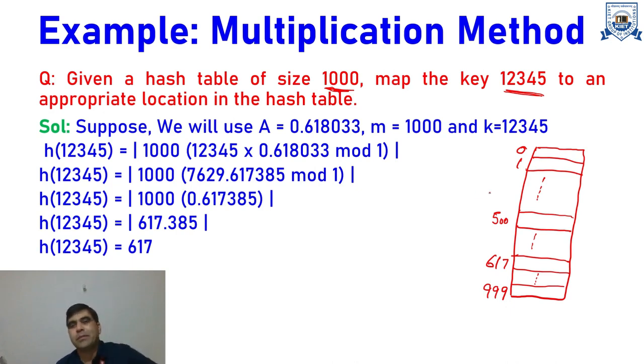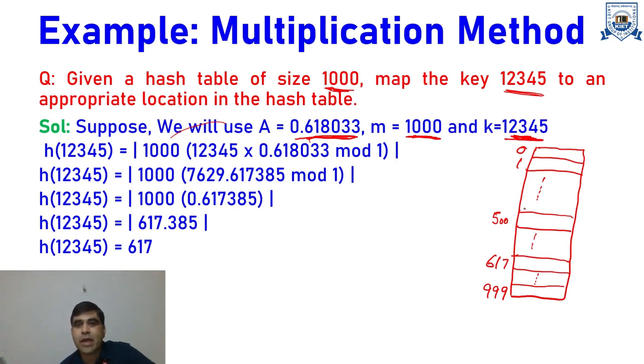So you want to map a given key into this hash table using the multiplication method. We have chosen a as some value between 0 and 1, so we have chosen 0.618030. It may be given in the question, or you can choose some value based on the hash function you are using, right? Then m is the size of the table, which is given as 1000, and the key which you want to store is 12345. So this key 12345 you want to map into this hash table, right? So how do you do that?